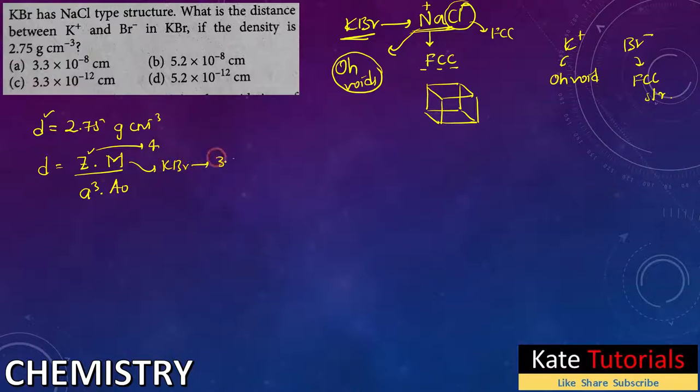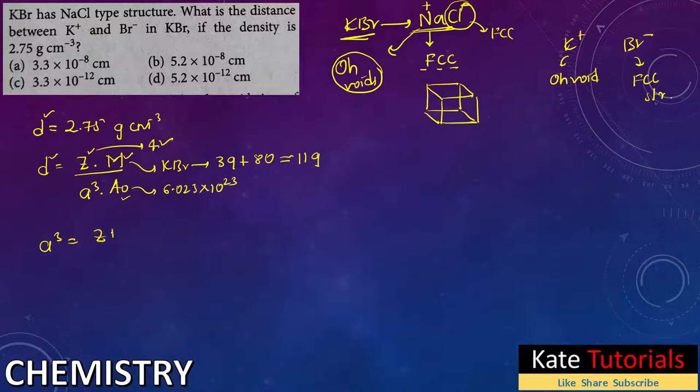Potassium is 39 and bromine is 80. So 80 plus 39, that will be around 119. So molecular weight we know, Z which is 4 we know, and Avogadro's number is 6.023 into 10 to the power 23. Density is known, so a cube I can calculate.